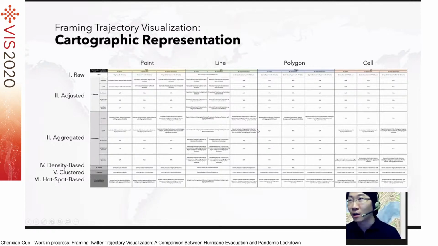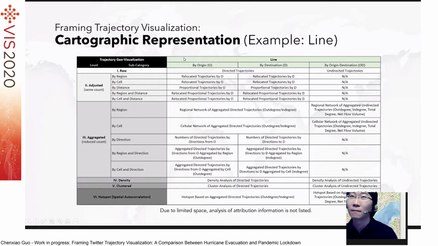Actually, I have a form for every cell of this table, but due to the time limitation, I don't have time to explain them one by one. So let me take a quick example of the line form, which is probably the most complicated one. After the basic raw level, there is the adjusted level, which means we can relocate the trajectories by either origin or destination, or we can make those symbols proportional to the original level. We can also apply both, relocated and proportional. The aggregated level is also pretty easy to understand. It's basically a network. Due to the time limitation, I will not go through this, but it's very similar for the other forms of visual primitives.